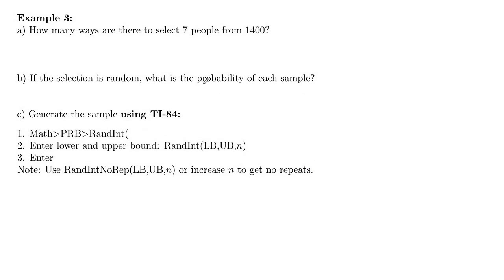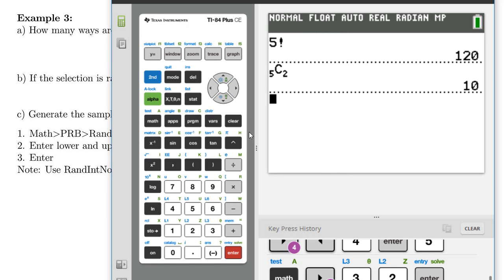So let's look at some more selections here in an applied problem. We want to know how many ways there are to select 7 people from 1400. So this is going to be 1400 choose 7, and we can compute that on the calculator.